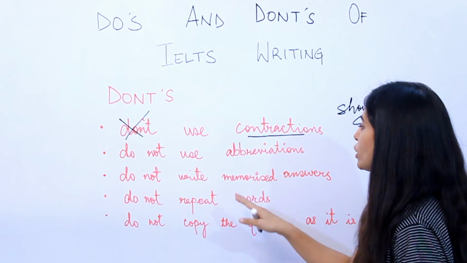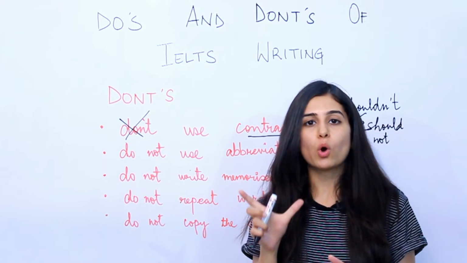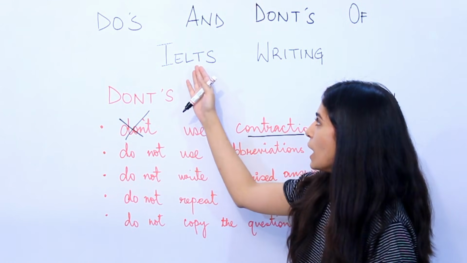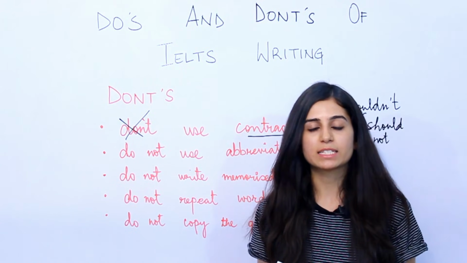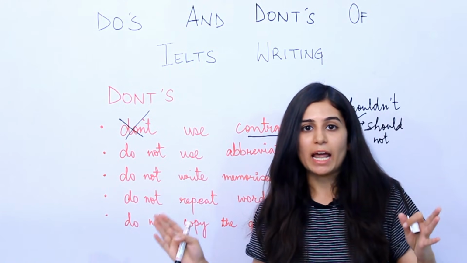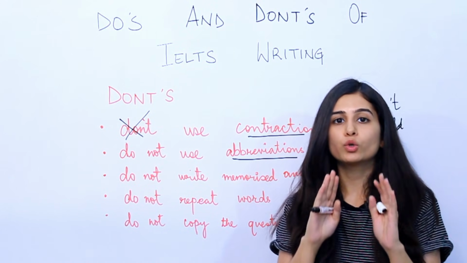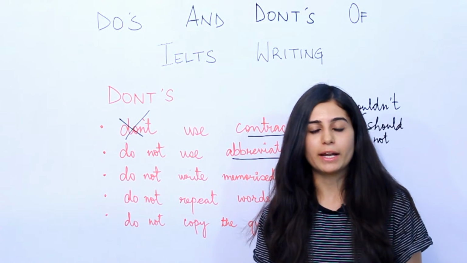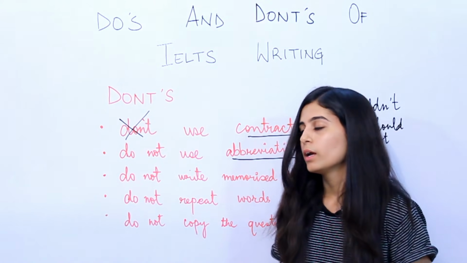Next, do not use abbreviations. What are abbreviations? It is the shortened form of a word or phrase. For example, IELTS is the shortened form of International English Language Testing System. So when you write IELTS instead of the entire phrase, it's called an abbreviation. So you do not use an abbreviation in your essays or in your letter, right? It has to be written in the full form.